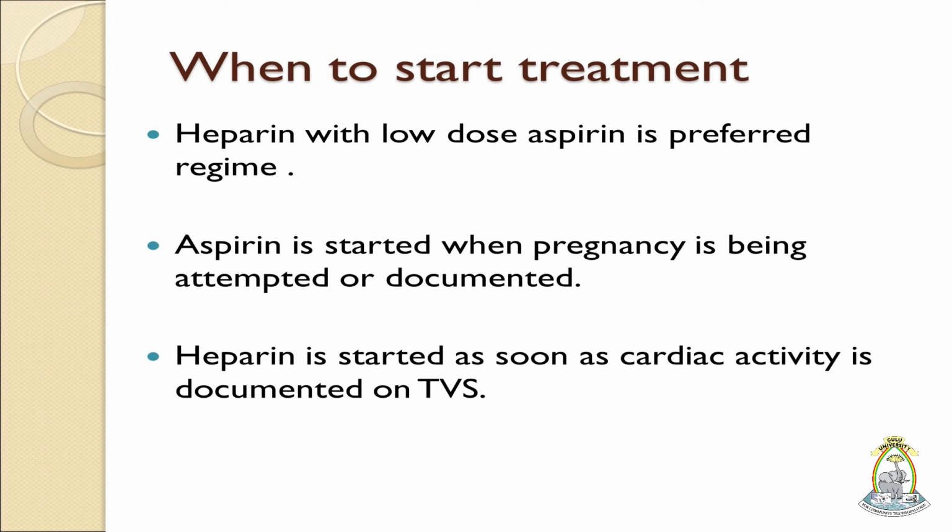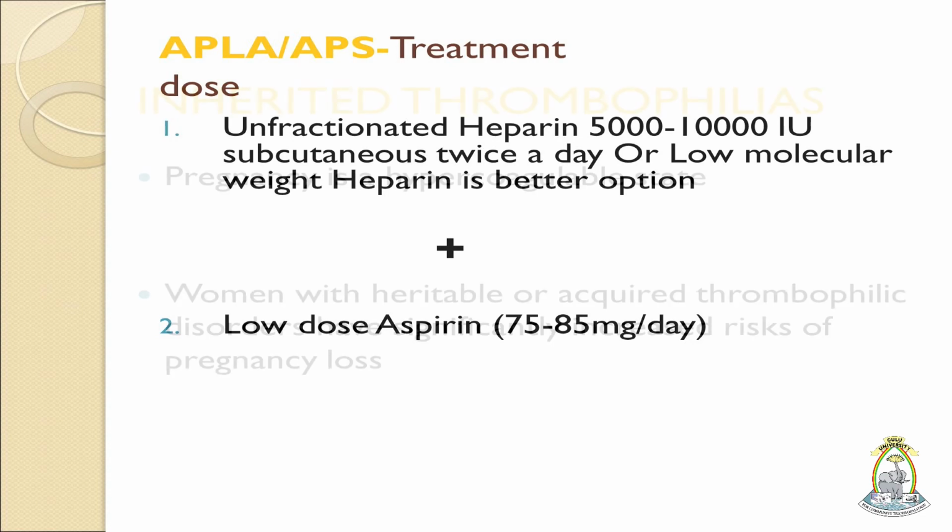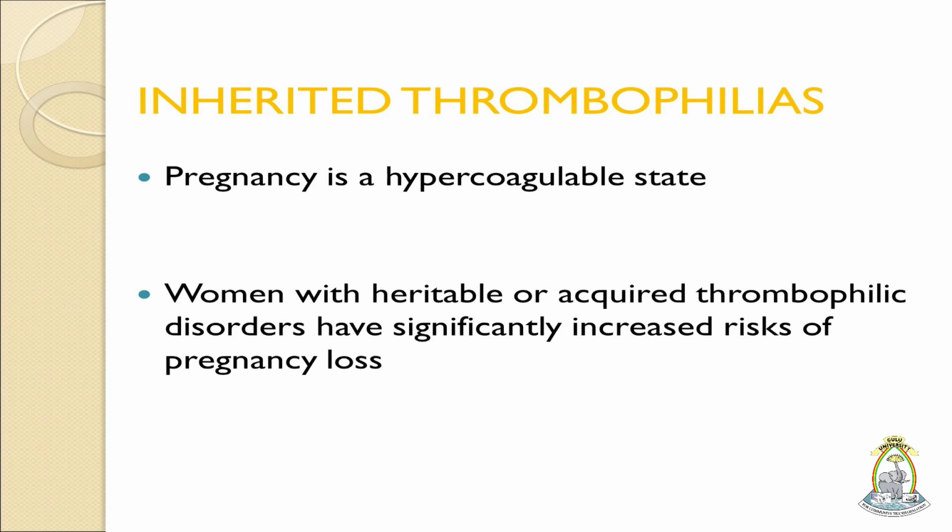When do we start treatment? Of course, we treat with heparin and aspirin, and that's when you can actually start treatment. It's preferred that as soon as you document a pregnancy, you start this, and you titrate the volume of heparin according to the INR, the international normalized ratio. But normally a dose of aspirin of 75 to 80 milligrams daily is adequate as soon as pregnancy is documented.